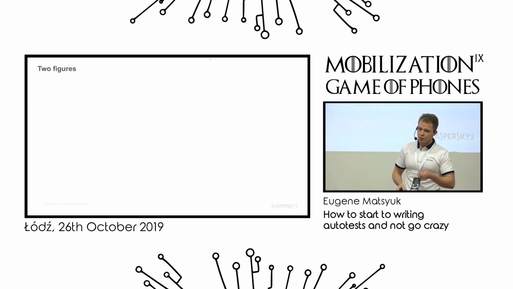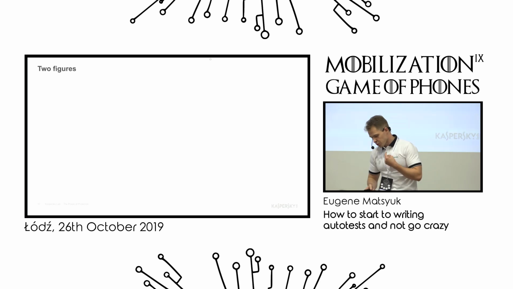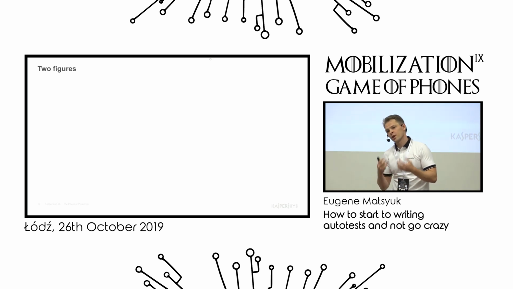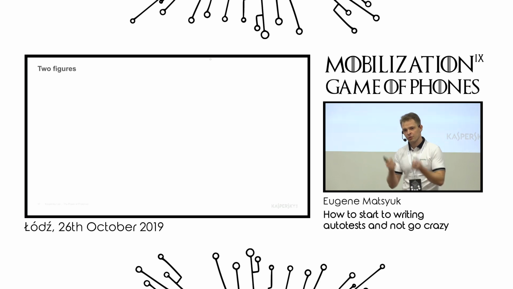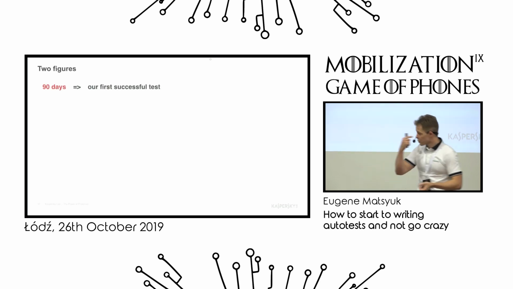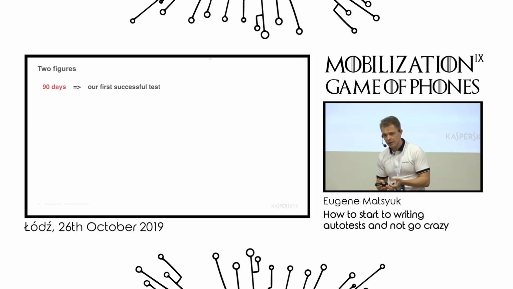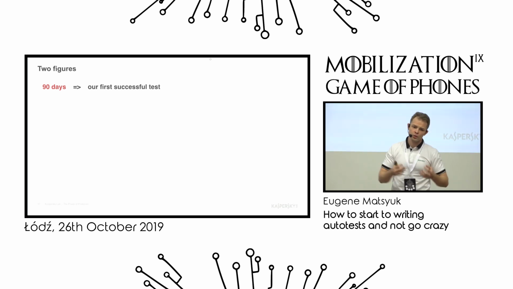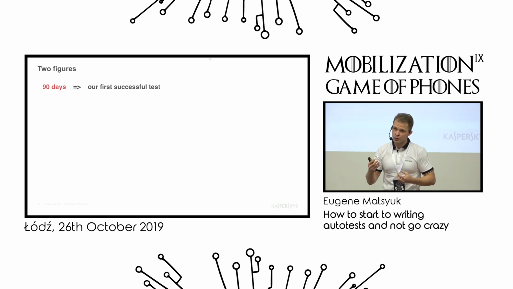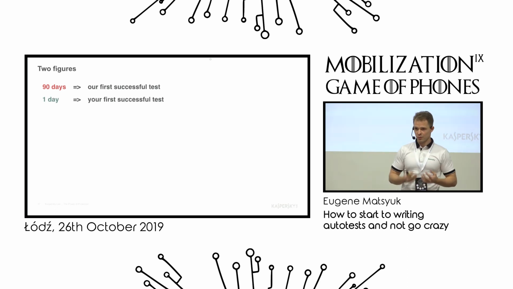And now I want to show you two figures. First of all, the first figure: it's how much time we spent to write our first successful test. So we spent 90 days. But during this time, yeah, we were struggling with all of these problems. And today, in my talk, I want to share with you all our solutions and knowledge and experience. And all of this will help you to write your first successful UI test within one day. Feel the difference.